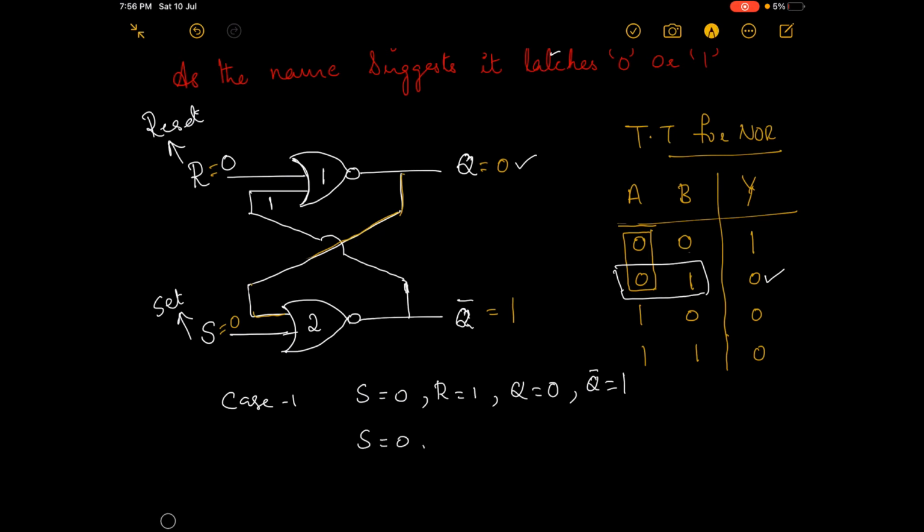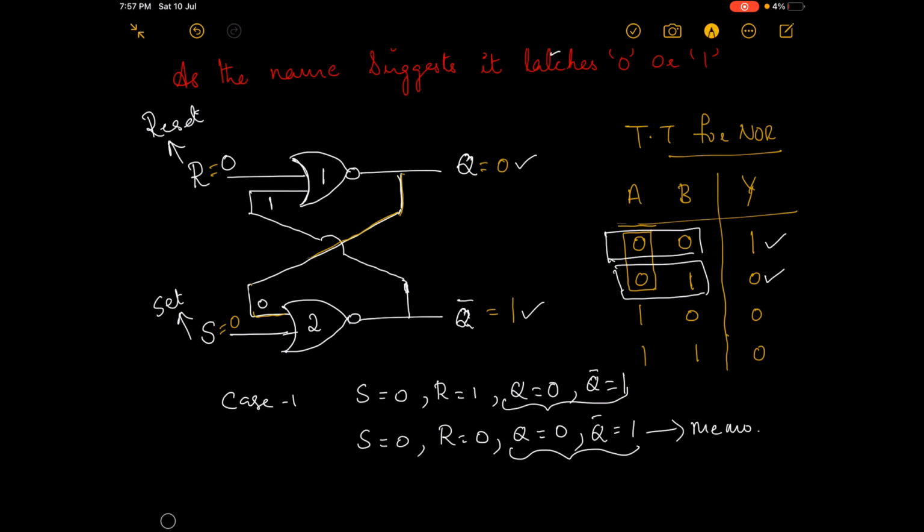When you give S equal to 0 and R equal to 0, you will get Q as 0. And what about Q bar? This Q will be given as the input to the second NOR gate, so that you will give 0, 0 as the input to the second NOR gate. So when you give 0, 0 as the input, you will get 1 as the output. That is, Q complement is equal to 1. So you can see that in both these cases, the output is the same. That means it has retained the output. Therefore, this works as the memory.